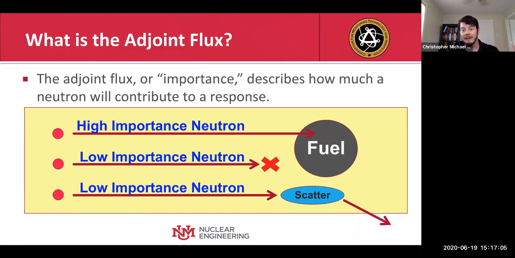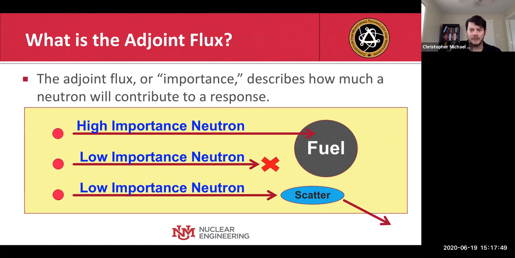So say we care about eigenvalues, right? Eigenvalues are our response. A high importance neutron is one that maybe thermalizes and goes right into a fuel region and causes a lot of fissions, right? Creating more fissions impacts the eigenvalue of the system. A low importance neutron might be one that is absorbed before it reaches the fuel, so it might not be able to create any fissions at all, therefore having no importance. Another version of a low importance neutron might be one that scatters and then leaks out of the system and is just gone, right? Just hits the vacuum boundary and bye-bye. So that's the general concept of importance.